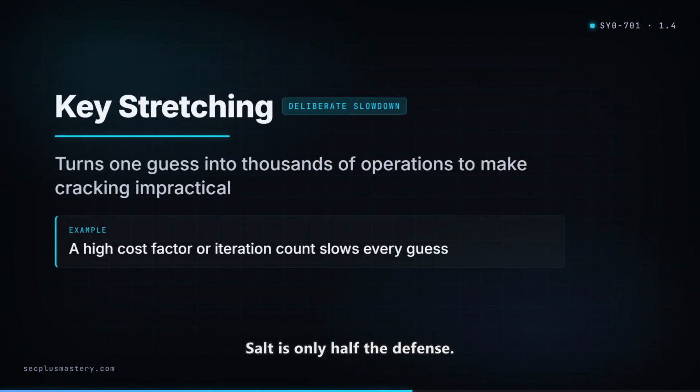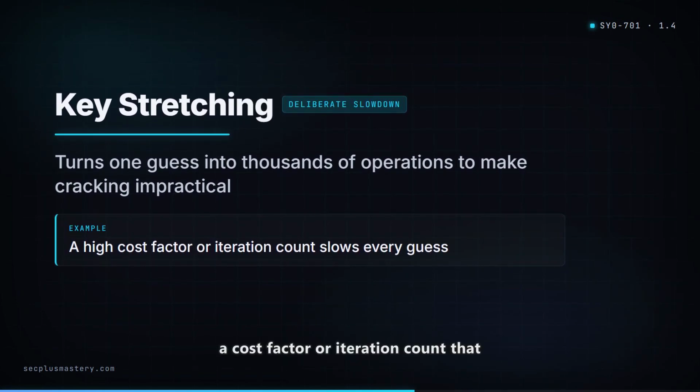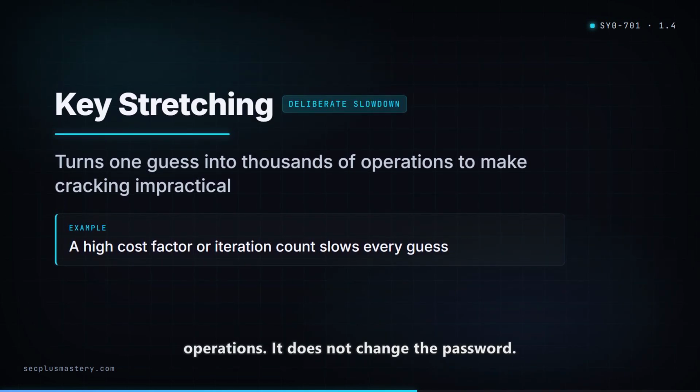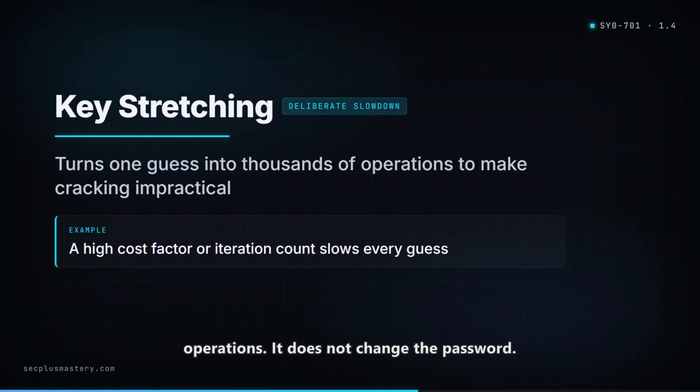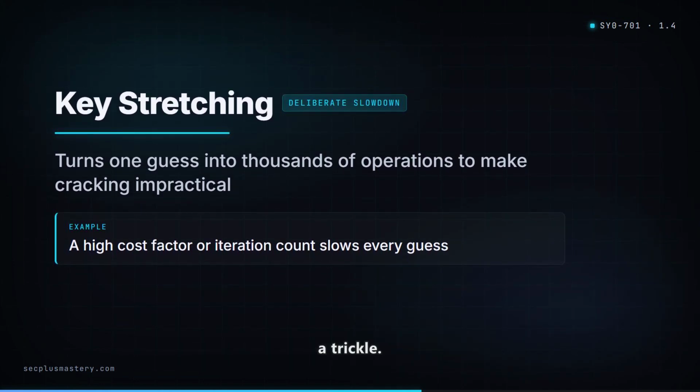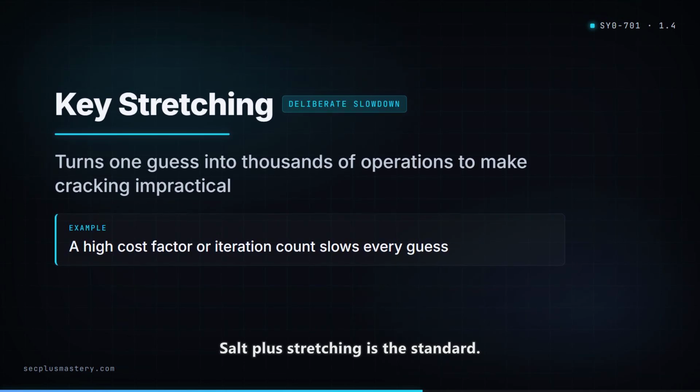Salt is only half the defense. Key stretching is the deliberate slowdown, a cost factor or iteration count, that turns one guess into thousands of internal operations. It does not change the password. It just makes every single guess expensive, so testing billions per second collapses to a trickle. Salt plus stretching is the standard.